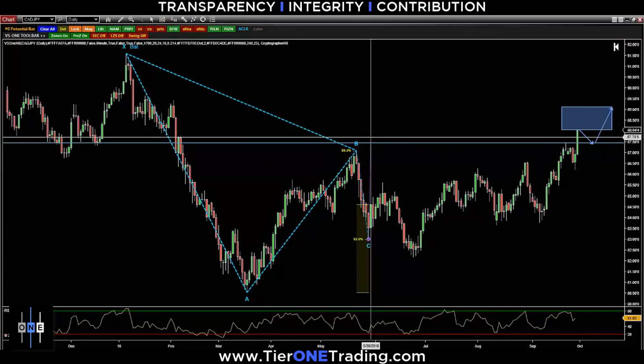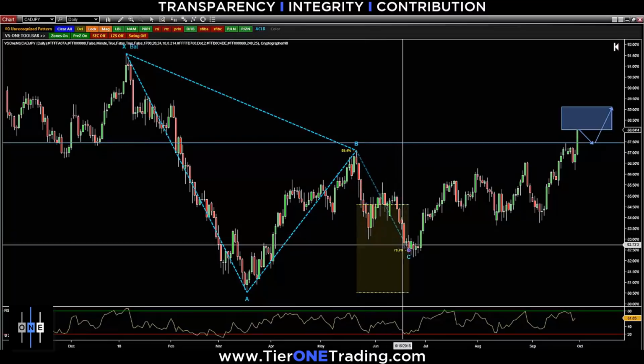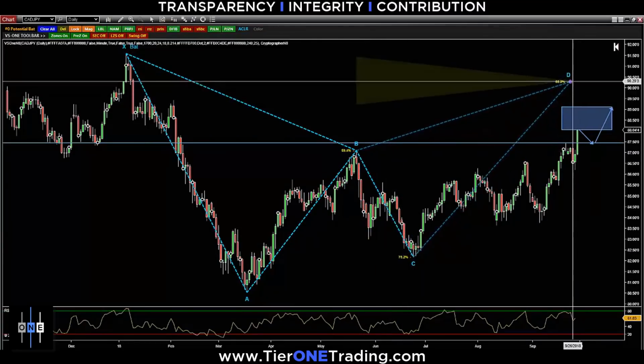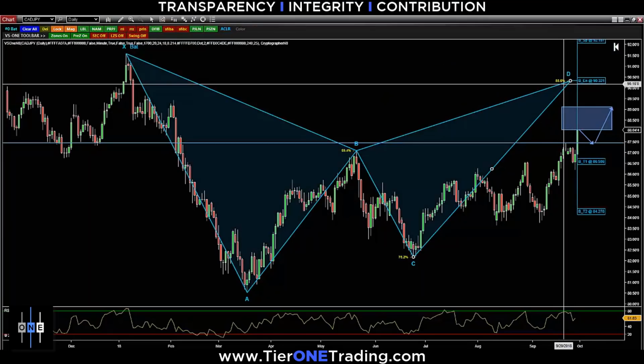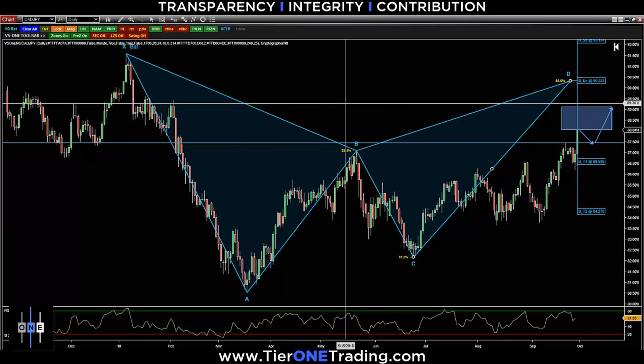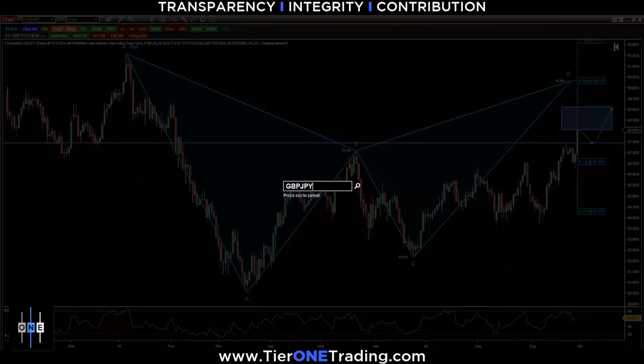This is one of our pattern recognition softwares, by the way. We then have a C leg, and for a bat pattern completion, we would expect price action to come to our 886 Fibonacci retracement taken from our initial swing, which is going to give you a bearish bat pattern up at 90.32. So if you're a longer term trader, if you're a pattern trader, you can look to take advantage of that as well. Now, speaking of patterns, let's head over to the pound yen.